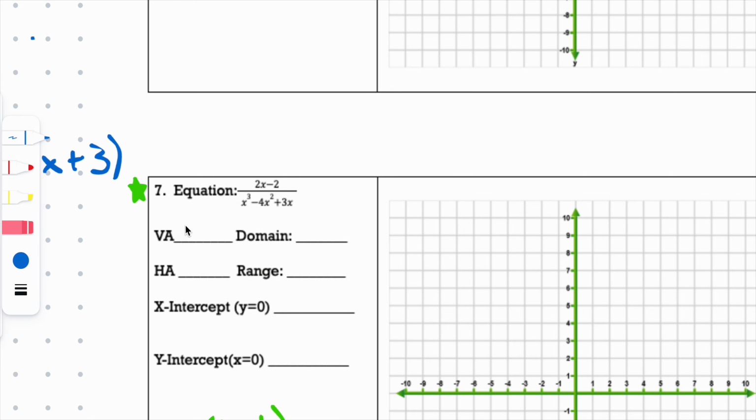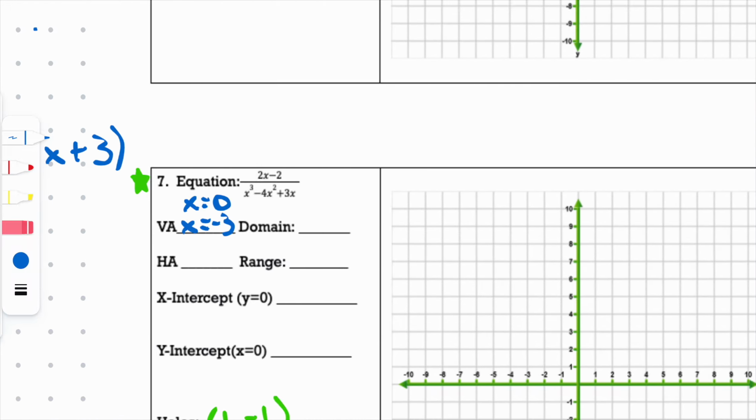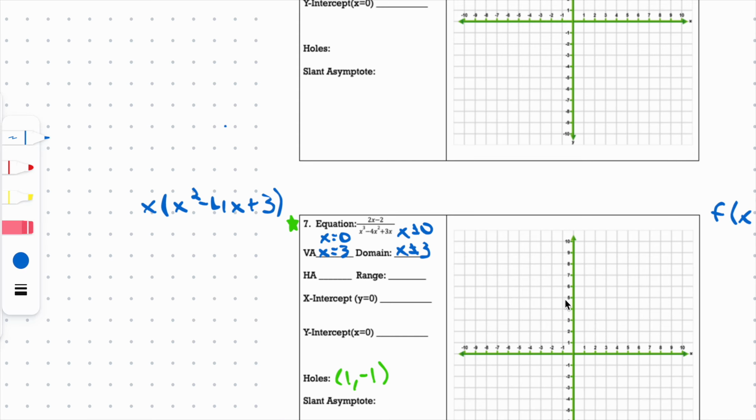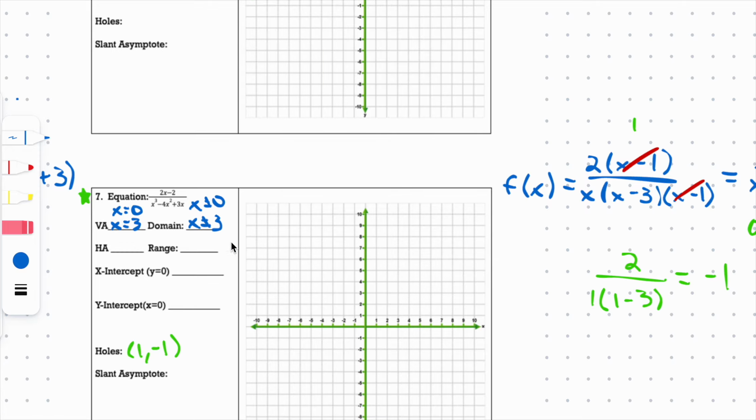And this is also kind of interesting because you'll see we have two vertical asymptotes. Did we say negative 3, 3? No, positive 3. This is my bad. Okay, great. So our domain: x cannot equal 3, and x cannot equal 0. Now, let's work on horizontal asymptotes.